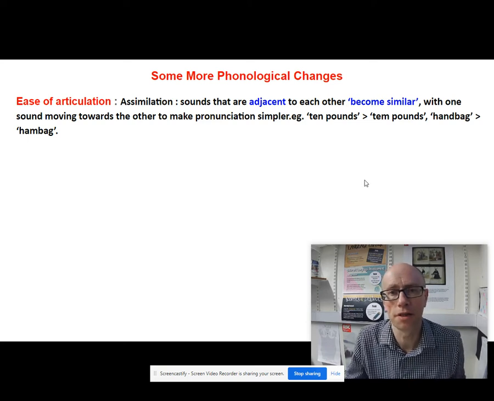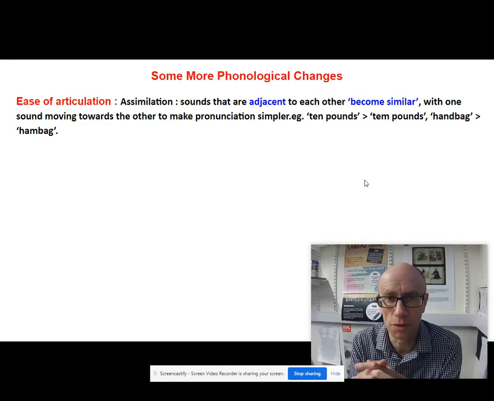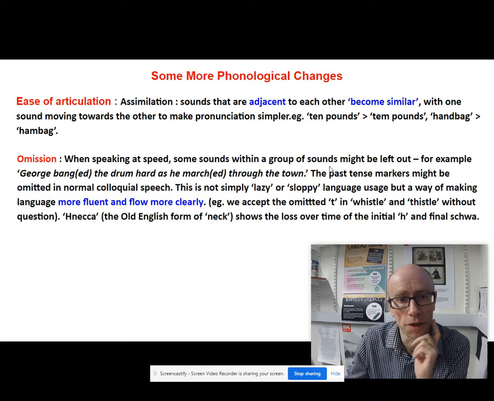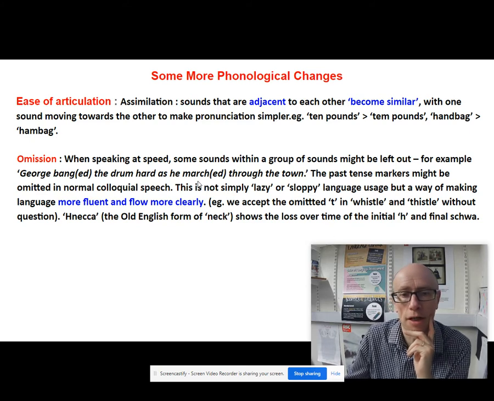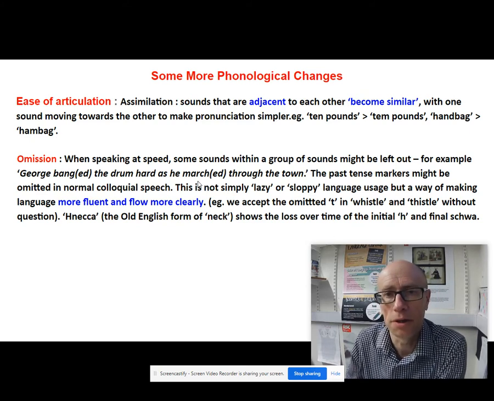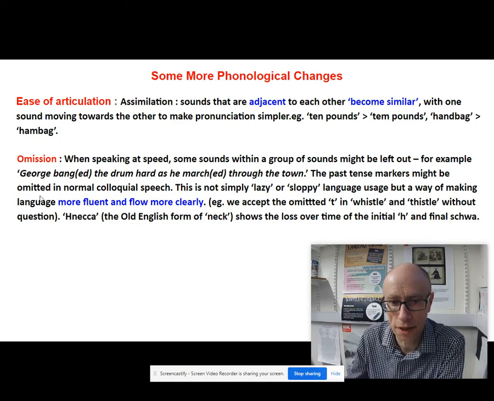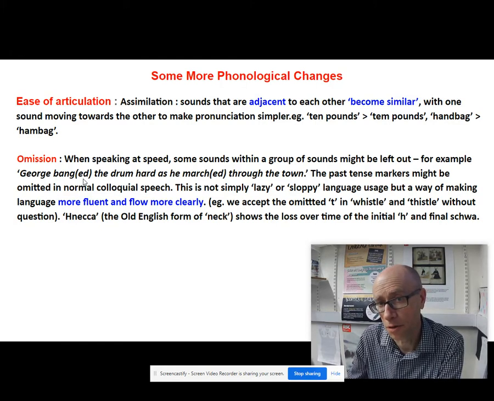So this is about ease of articulation. It's the idea of, we speak quickly. Linguists say that on average we speak something like 3 words per second, and in order to be efficient, therefore, we are bound to be clipping off certain words, as is demonstrated by this sentence here. George banged the drum hard as he marched through the town. If you slow that down and listen to yourself saying that, you'll see that you are omitting those -ed inflectional endings of the past tense. George bang the drum hard as he march through the town.